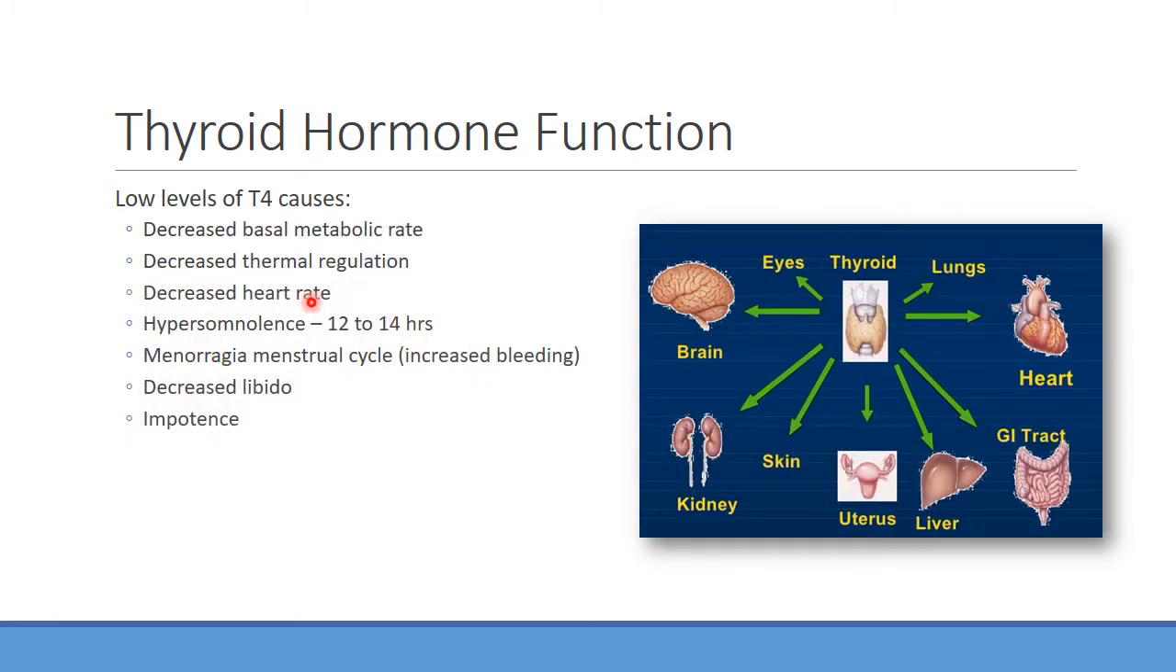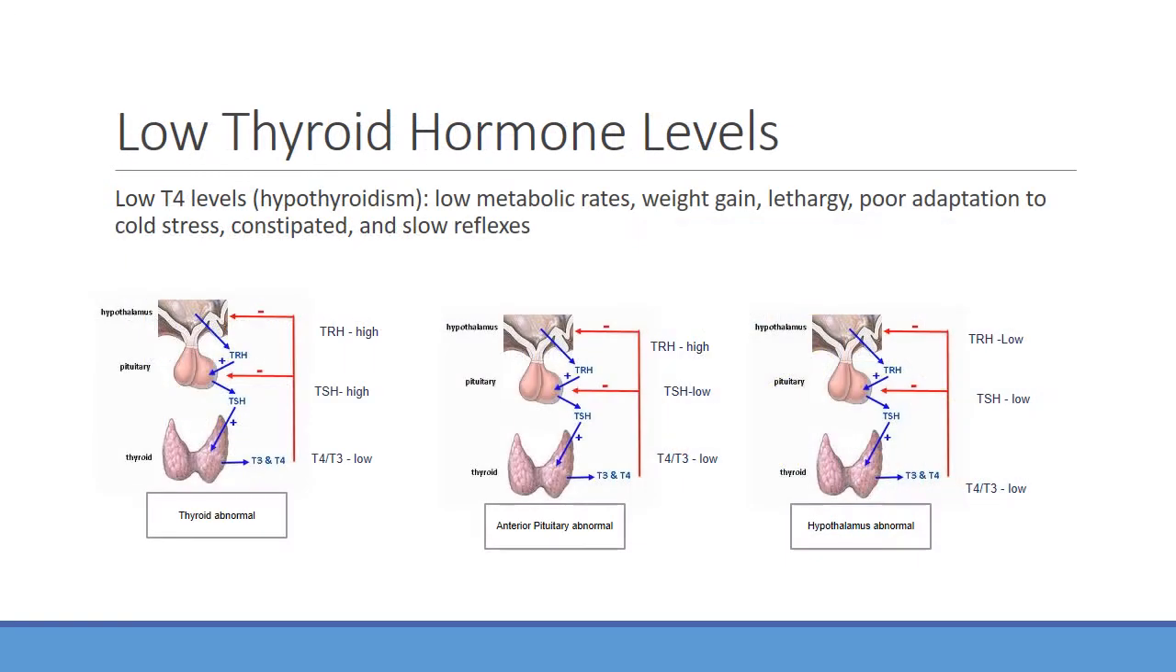But other things you can see: decreased heart rate, hypersomnolence, it could be sleeping quite a bit. Also you can have some increased bleeding, so again, some abnormalities in the menstrual cycle. Decreased libido and impotence can all come about from that. You do the same thing here as well and look to see, do we have a thyroid problem? Do we have an anterior pituitary problem or a hypothalamus problem?